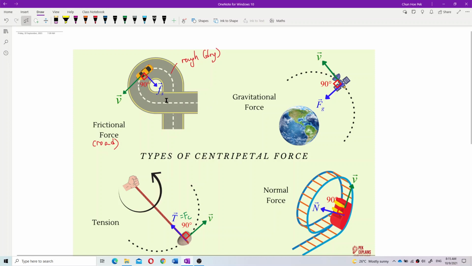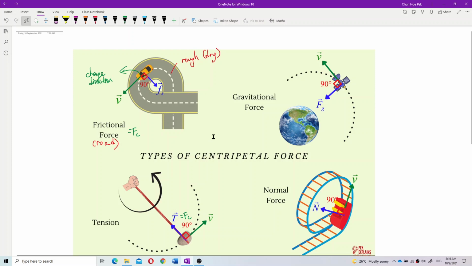So the car making a U-turn on the road is also a circular motion. The road must have enough friction to grip the car in order for the car to make a turn. Frictional force is one type of centripetal force. As you can see, the friction here is directed to the center of the circle, the center of the U-turn, and it is also perpendicular to the velocity. That's why the velocity can change direction, because it's perpendicular, 90 degrees.